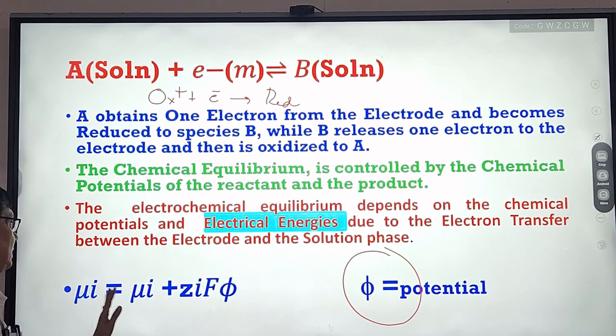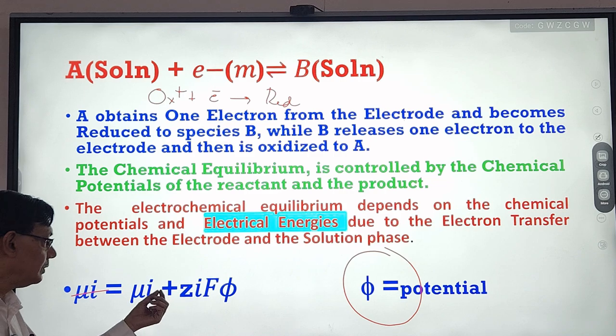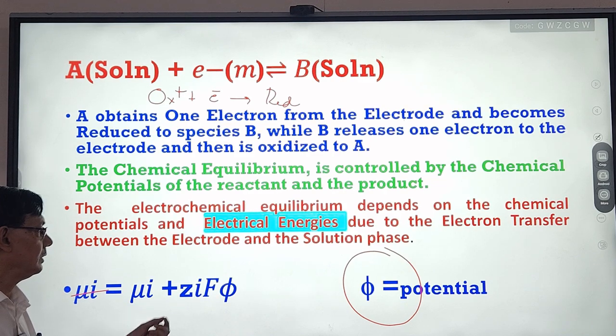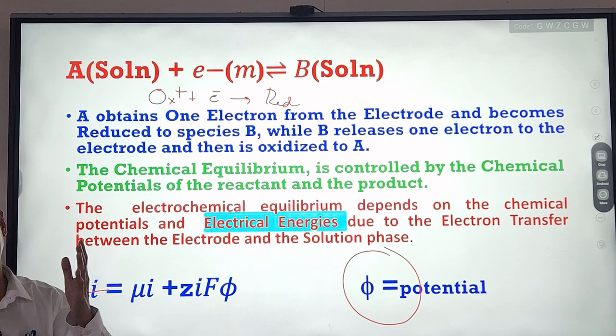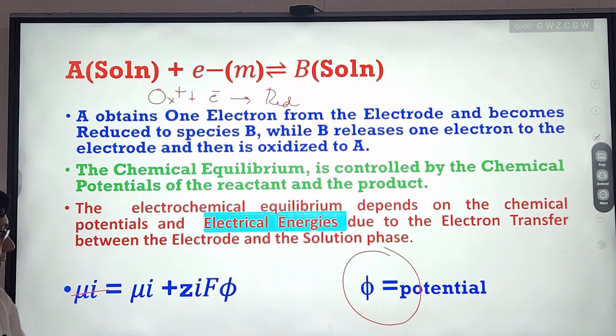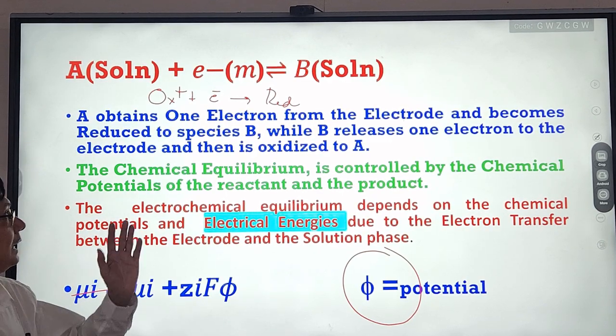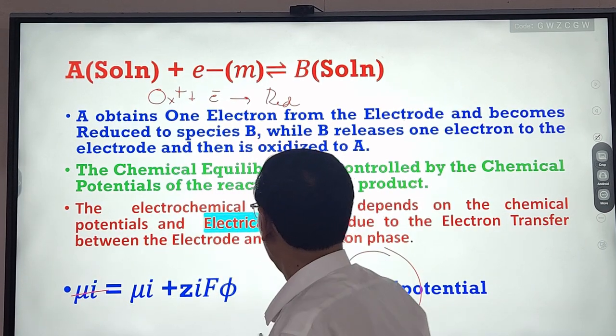So don't worry about this thing, don't write everything down, that mu is equal to mu 0 plus, but here Z is the charge actually. F, you know Faraday, you all know what the Faraday constant means. And phi is the potential. So now it is clear what is actually cathodic current and what is anodic current. Now the second part.